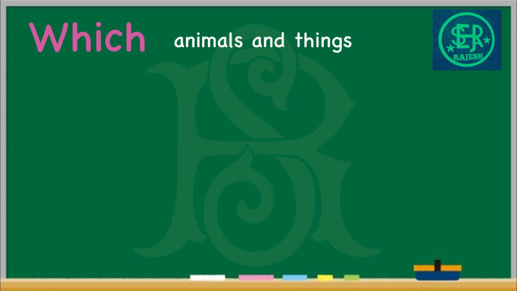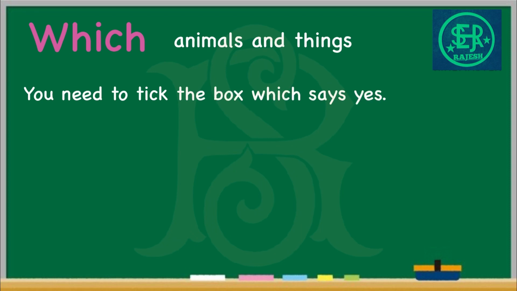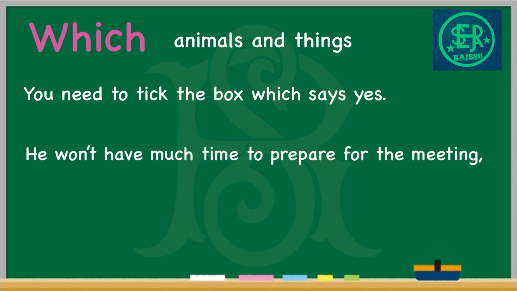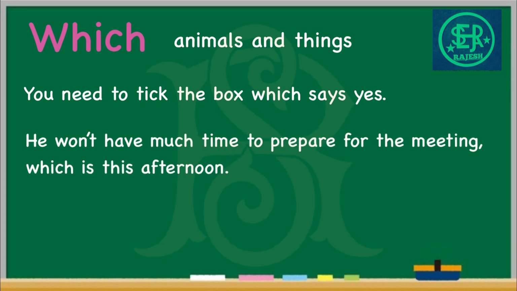We always use which to introduce relative clauses when they refer to a whole sentence or clause. Look at the example here. You need to tick the box which says yes. It is a defining relative clause. Here the relative pronoun which refers to the box. Look at the next example. He won't have much time to prepare for the meeting, which is this afternoon. Actually, this is a non-defining relative clause.